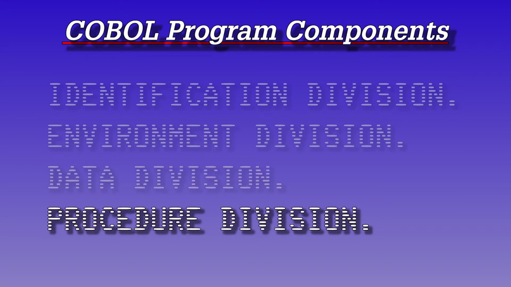Finally, the Procedure Division holds all the code that describes the logic of the program, as well as how the program will interact with the user. The Procedure Division is mandatory. It wouldn't make much sense to write a computer program and not have the program, right?